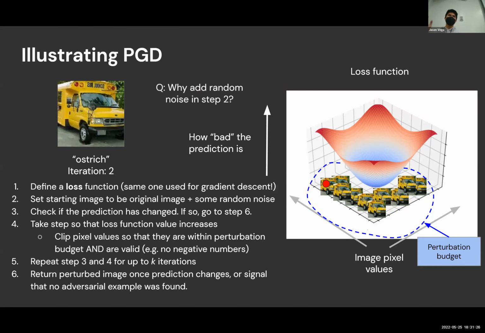And here's a question for you all. Why do you think we actually add this random noise at the start to our original image? Why do we not set it to the original image all the time?